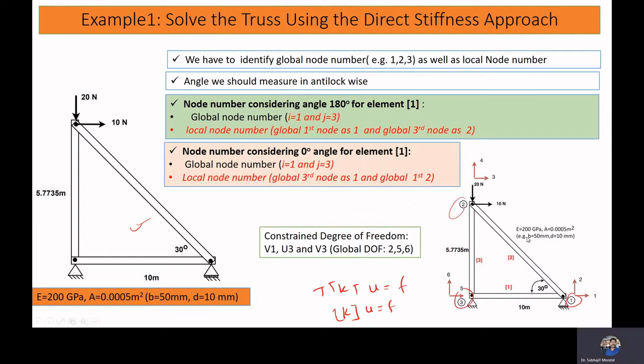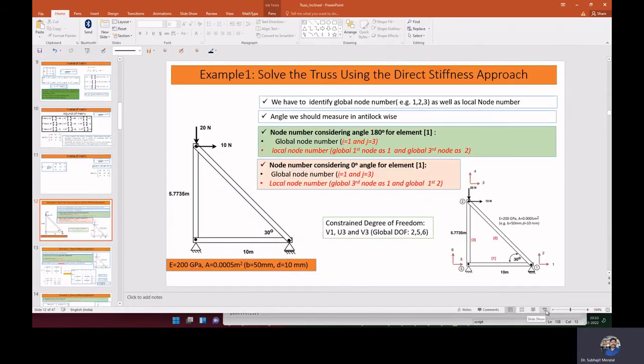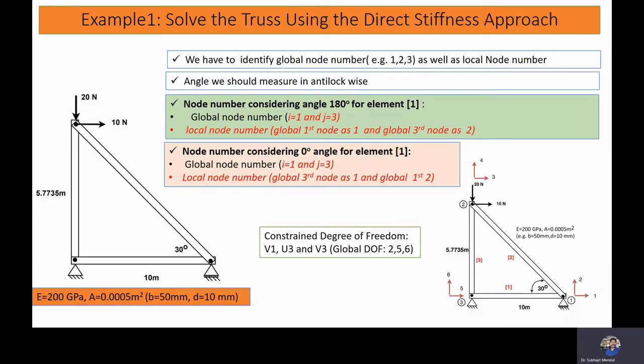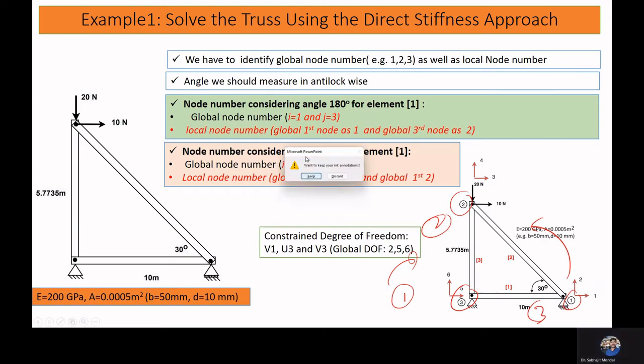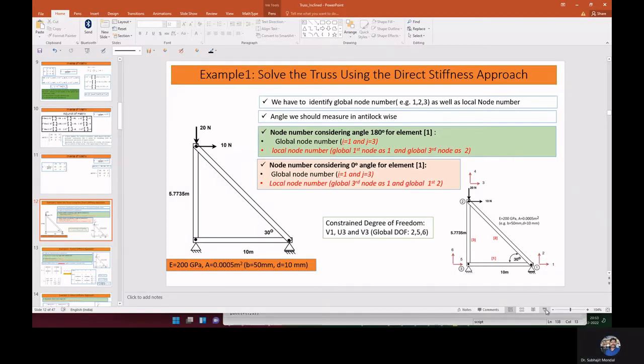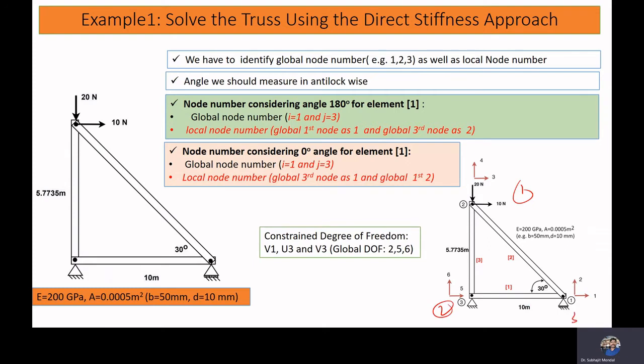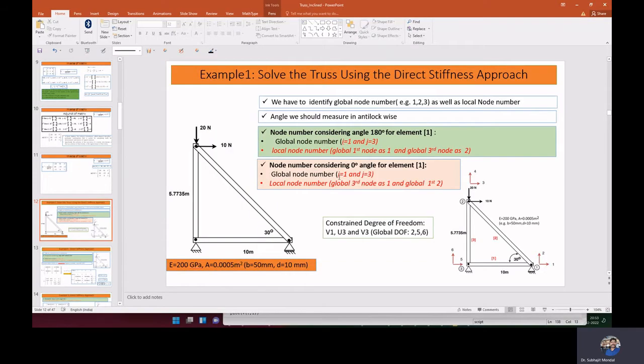Now here, confusion arises about how we should assume the node numbering. You can assume node numbering in this anticlockwise way, or in this clockwise way, or in this other form also: 1, 2, 3. It is your wish how you want to assume the node numbering. Once we assume node numbering, we are basically giving a global numbering system.